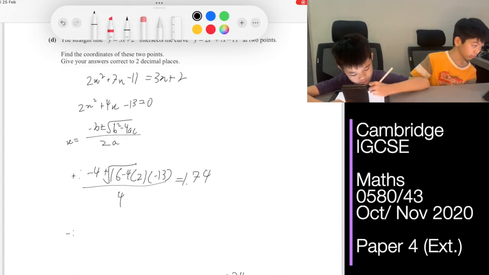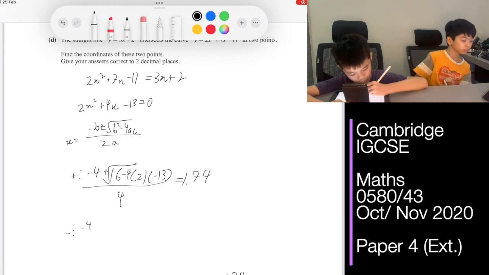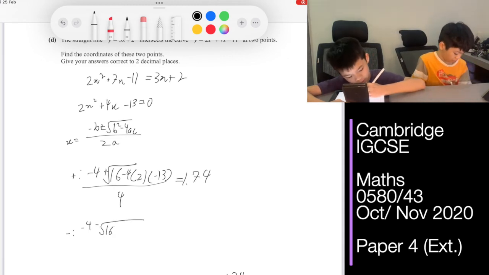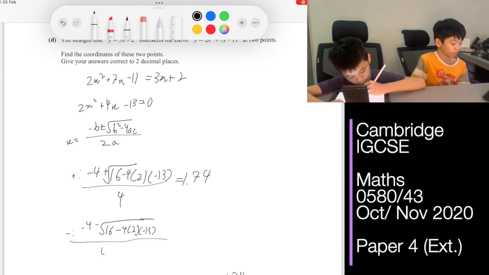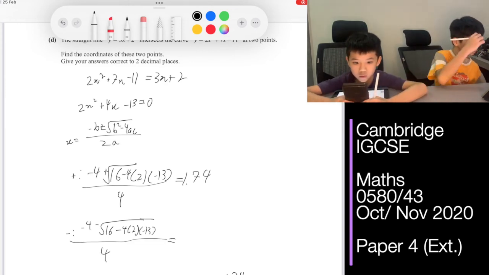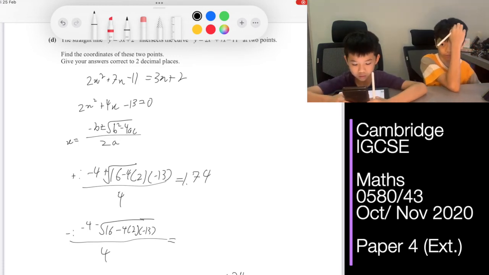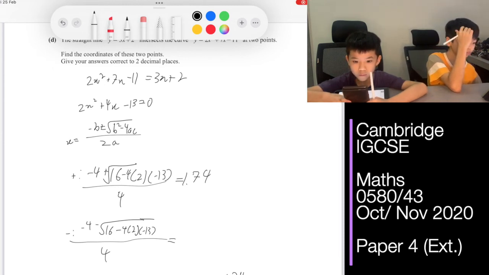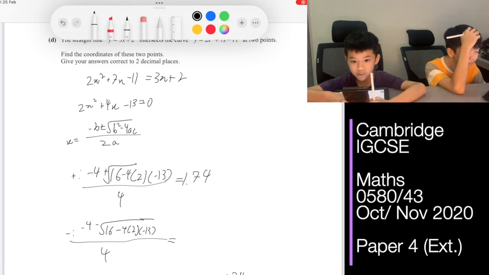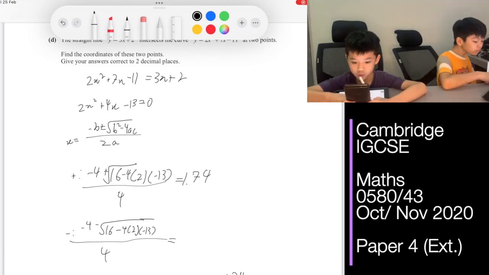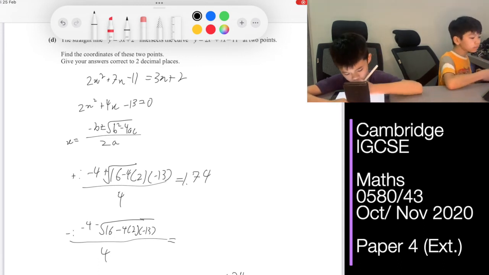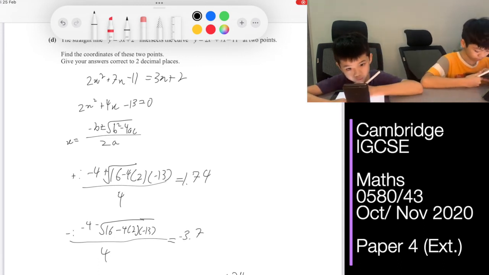For the negative side, it is negative 4 minus square root of 16 minus 4 times negative 13 over 4, which is negative 3.74.